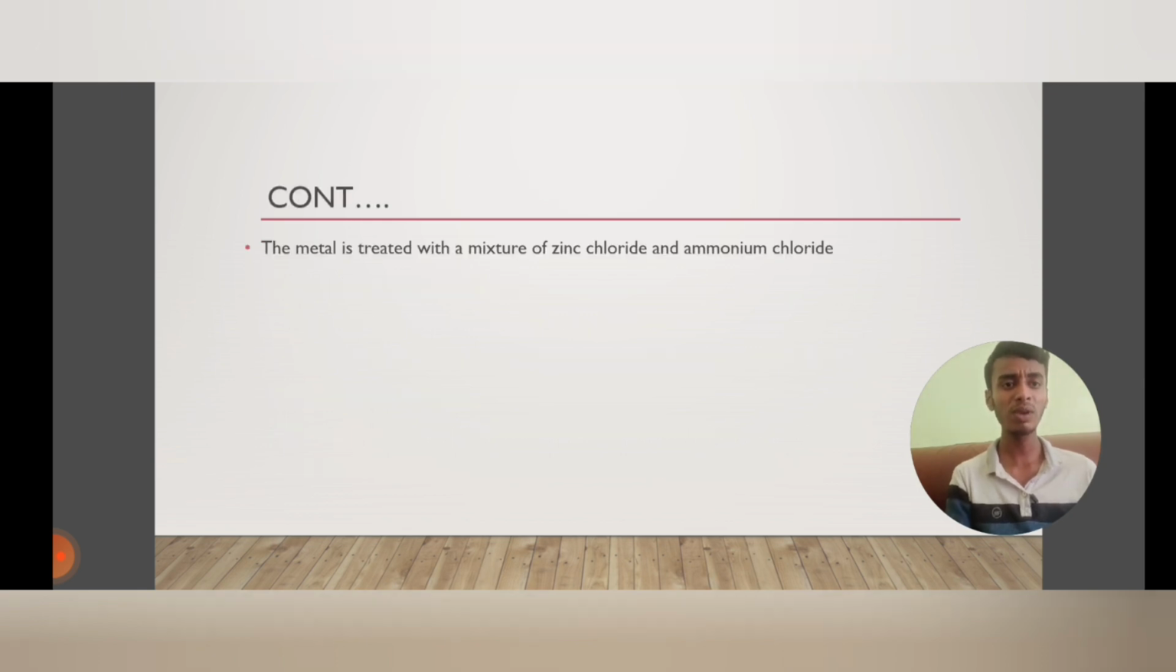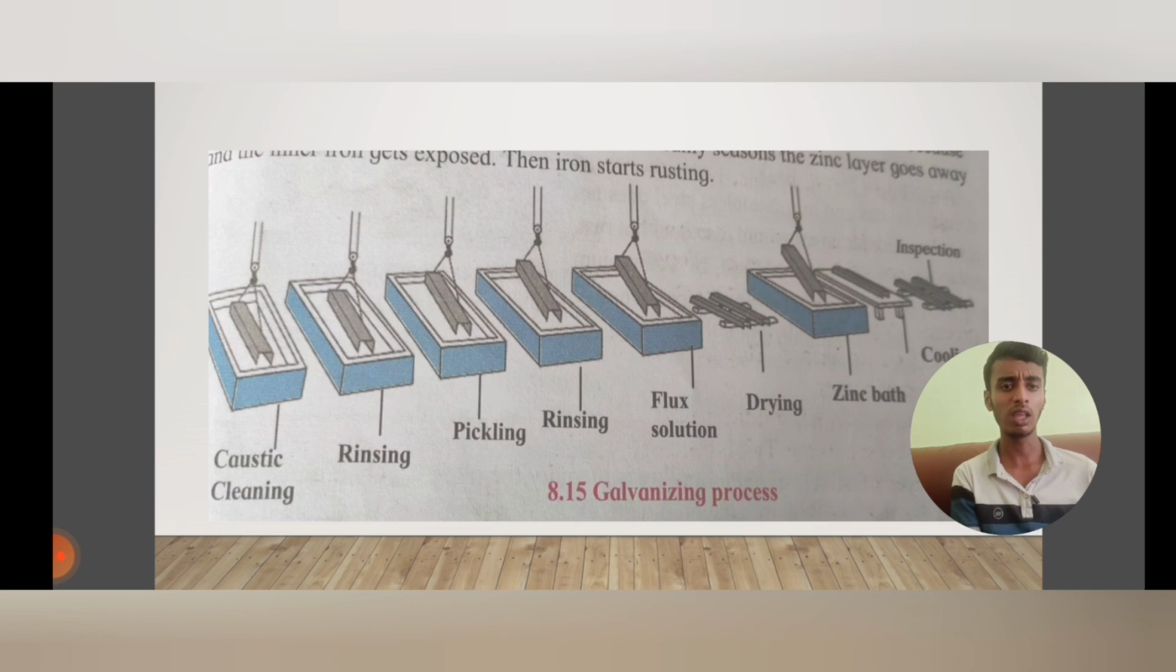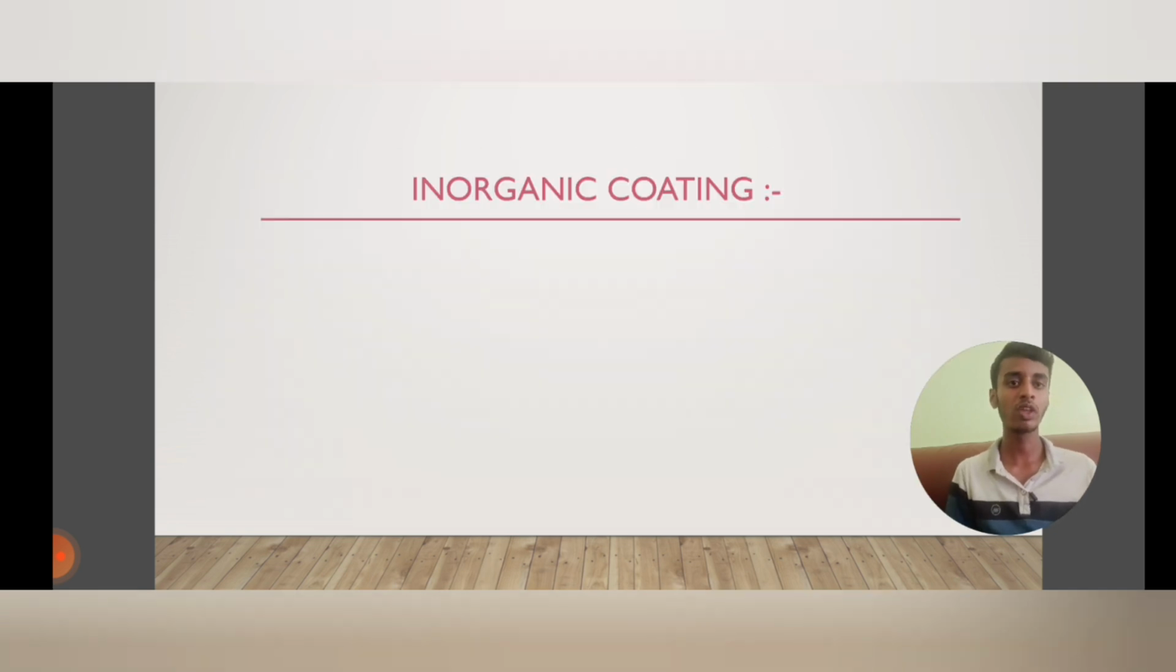Now the metal is treated with zinc chloride and ammonium chloride solution to prevent oxidation of the coated metal. Then the metal is dipped in molten zinc at 450 degrees Celsius. Excess zinc on the surface is removed by passing through a pair of hot rollers, which leaves a thin layer of zinc. And now you can see the procedure: cleaning, rinsing, pickling, rinsing, fluxing, drying, zinc bath, and the coolant. Now, how it is cooled.